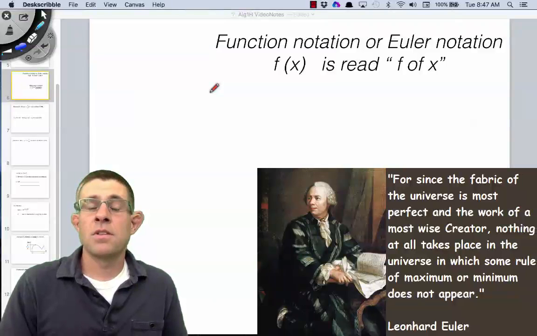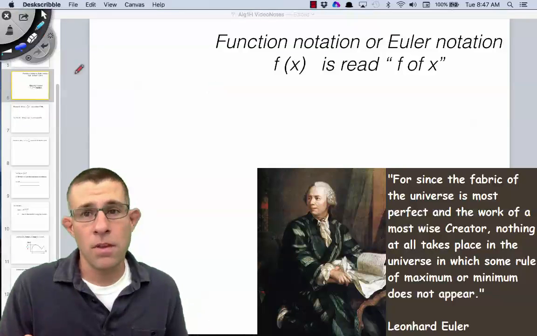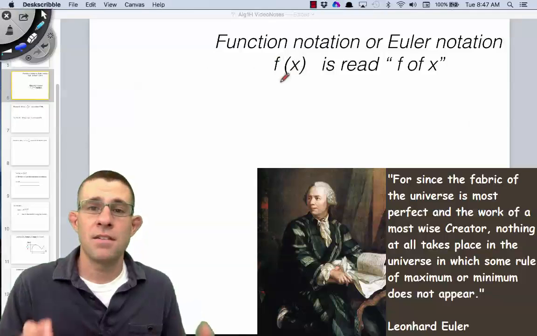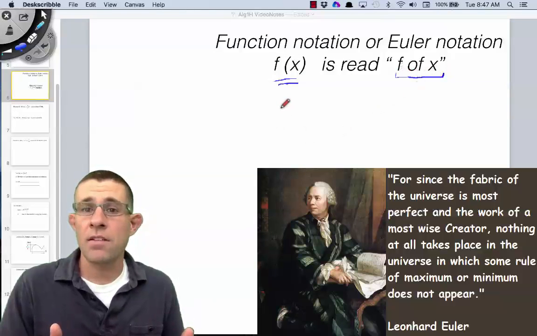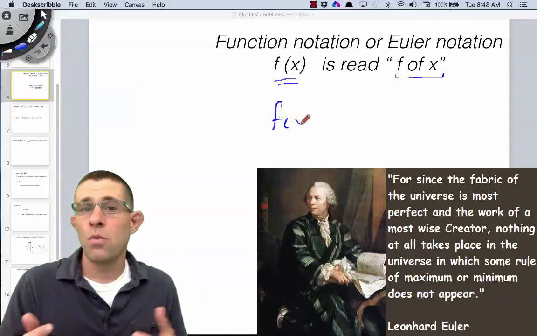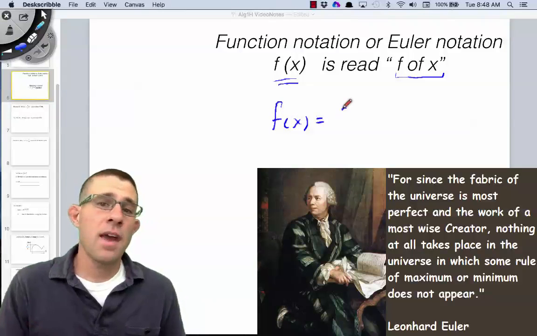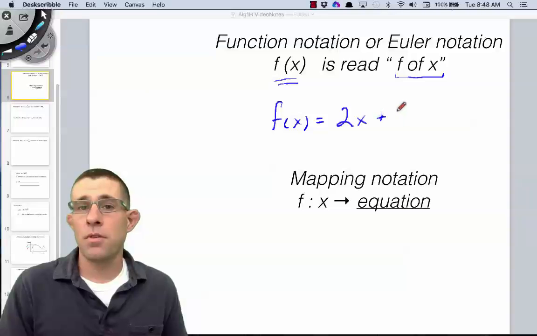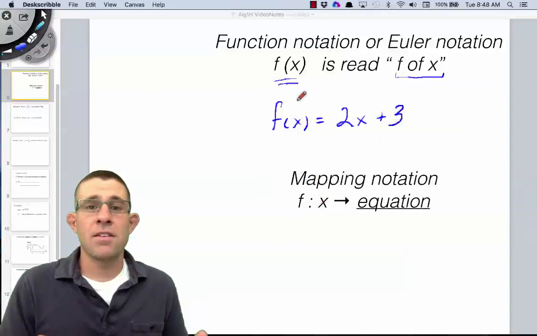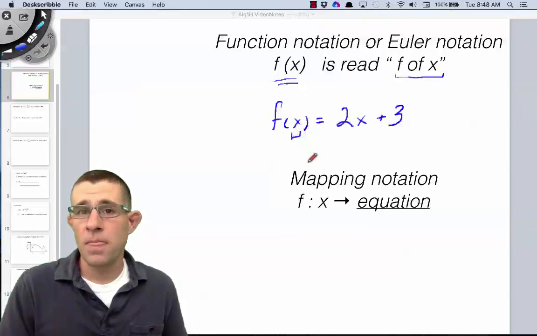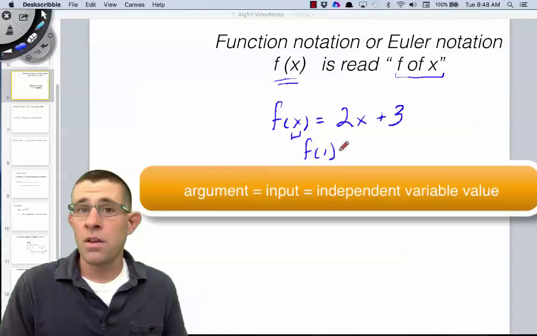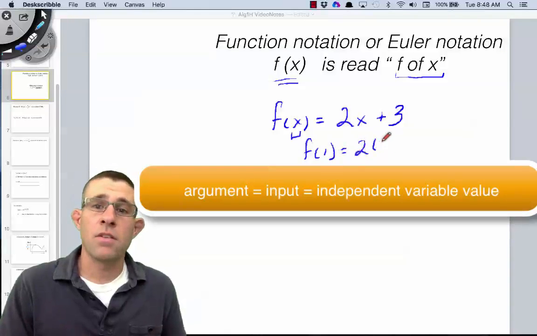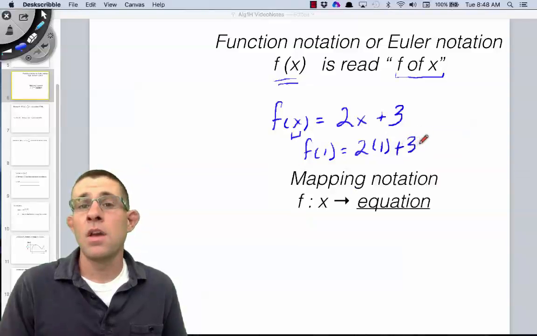Function notation was named after Leonhard Euler, a Swiss mathematician who developed it in the 18th century. And f of x is simply read as f of x. So for example, where we used to see y equals 2x plus 3, now we'll see f of x equals 2x plus 3. x is considered the argument of this function. So if I replace x with 1, I'll replace 1 every time I see an x in the equation. So now f of 1 becomes 2 times 1 plus 3, which is 5.